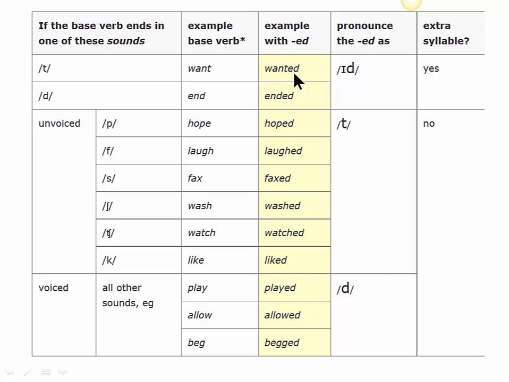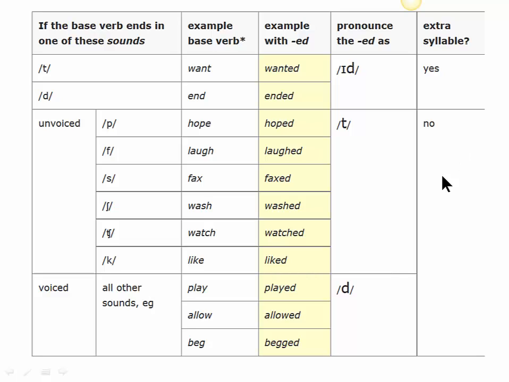You have two syllables. The same is true if your verb ends in a d sound, as in end, ended. It goes from a one-syllable word to a two-syllable word, ended. Now check this out over here. The last two ways to pronounce the ed in the past tense do not add an extra syllable.